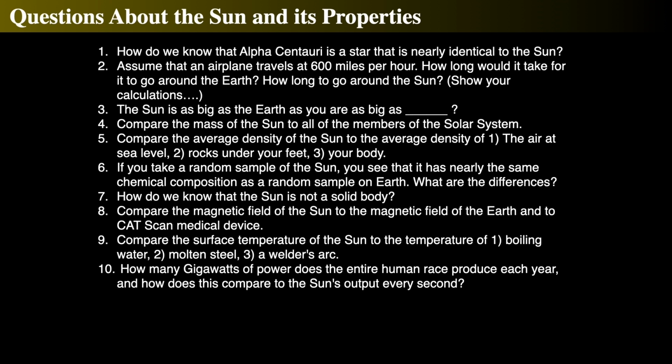Okay, next thing, it's a math sort of problem. Assume that an airplane travels at 600 miles an hour. How long would it take you to go around the Earth, and how long would it take for you to go around the sun? That's kind of a fun little thing. Try to figure that out.